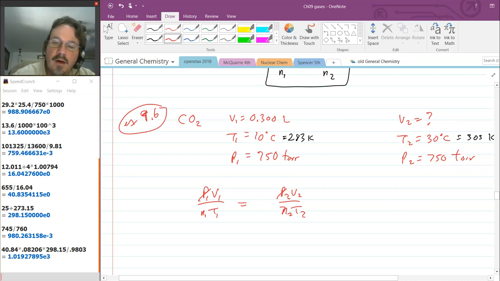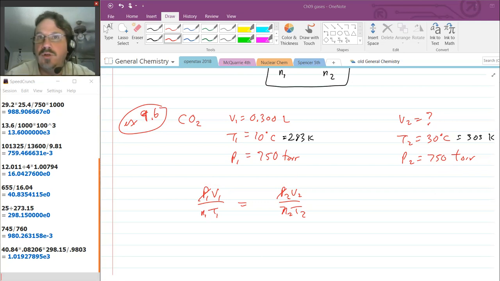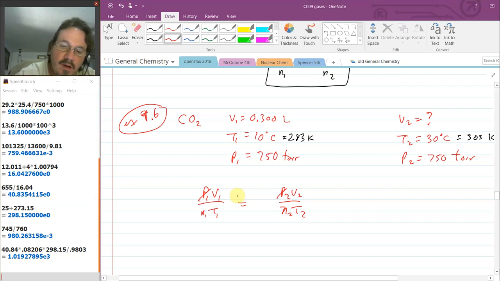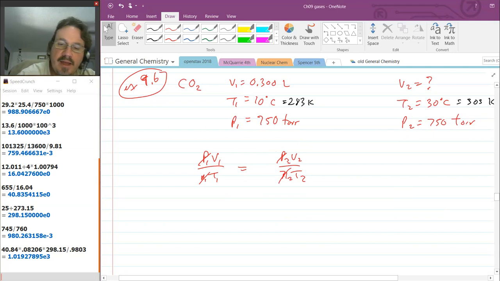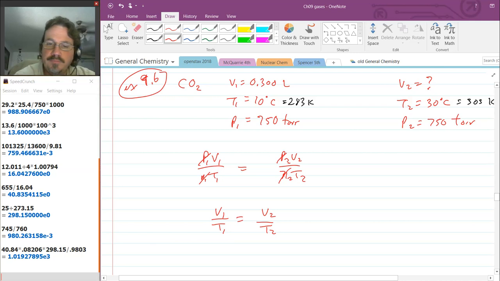And I always like to lay it out here. Here's my state 1 with V1, T1, P1. Here's my state 2, V2, T2, P2, right? I write in my numbers, and if I have to convert a unit, I do it right then and there. That organizes it nicely. What else has not changed? They said I didn't add or remove any gas, so N1 and N2 are the same, therefore they cancel. So again, I get down to just V1 over T1 is equal to V2 over T2, which is Charles' law.